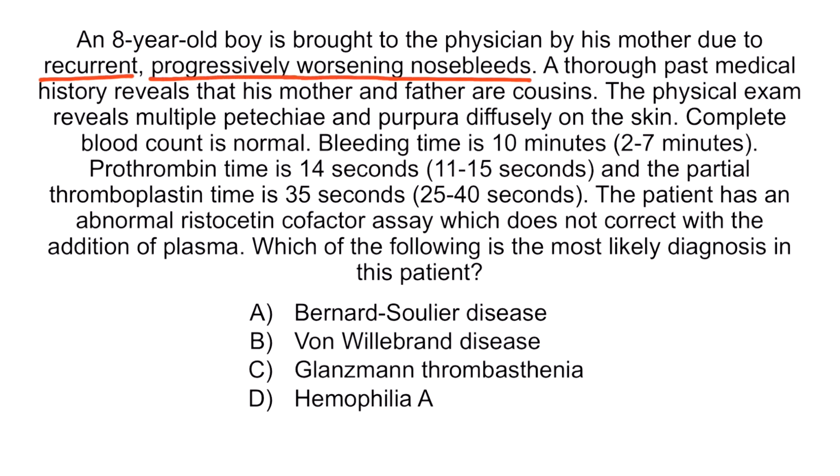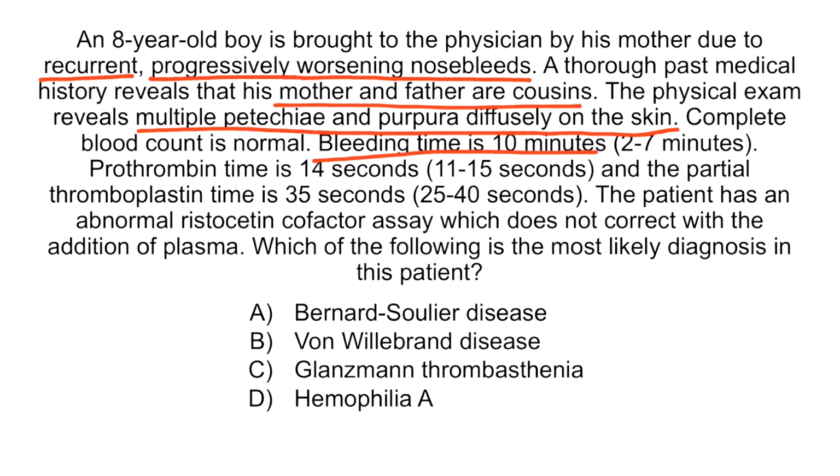The boy presents with recurrent, progressively worsening nosebleeds. The physical exam reveals multiple petechiae and purpura diffusely on the skin. Mucosal and skin bleeding suggest a platelet disorder. The patient is an offspring of the consanguineous marriage evidenced by his mother and father being cousins. Consanguineous marriages increase the risk for autosomal recessive disorders. Therefore, the patient likely has an autosomal recessive platelet disorder. Platelet disorder is further suggested by the bleeding time of 10 minutes, which is prolonged.